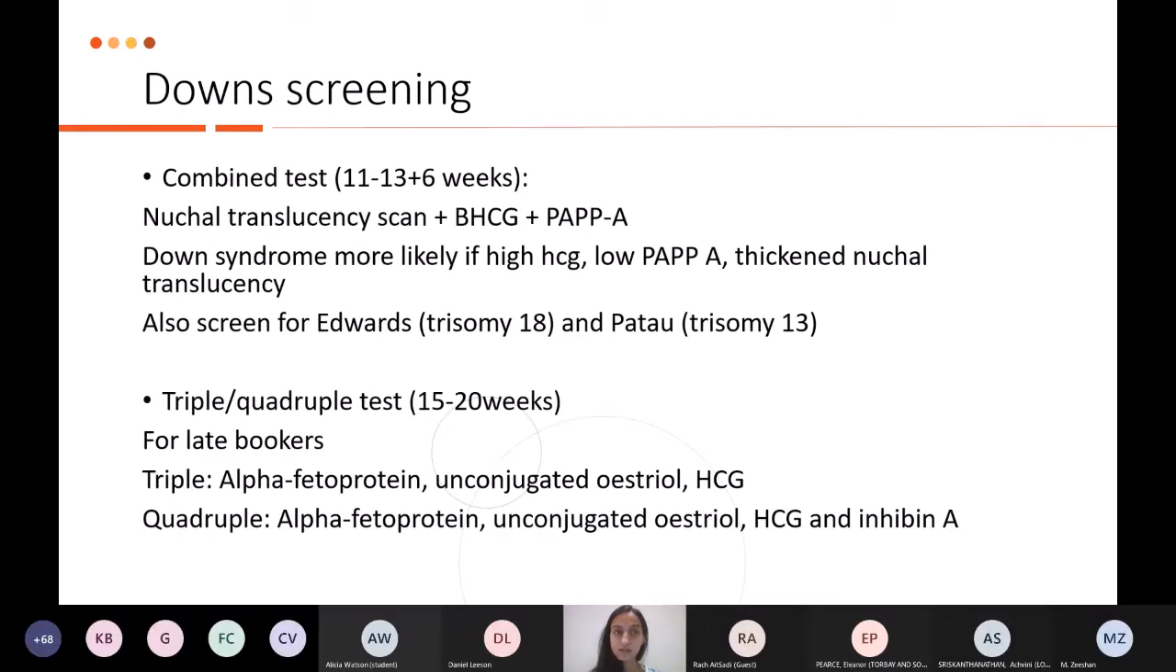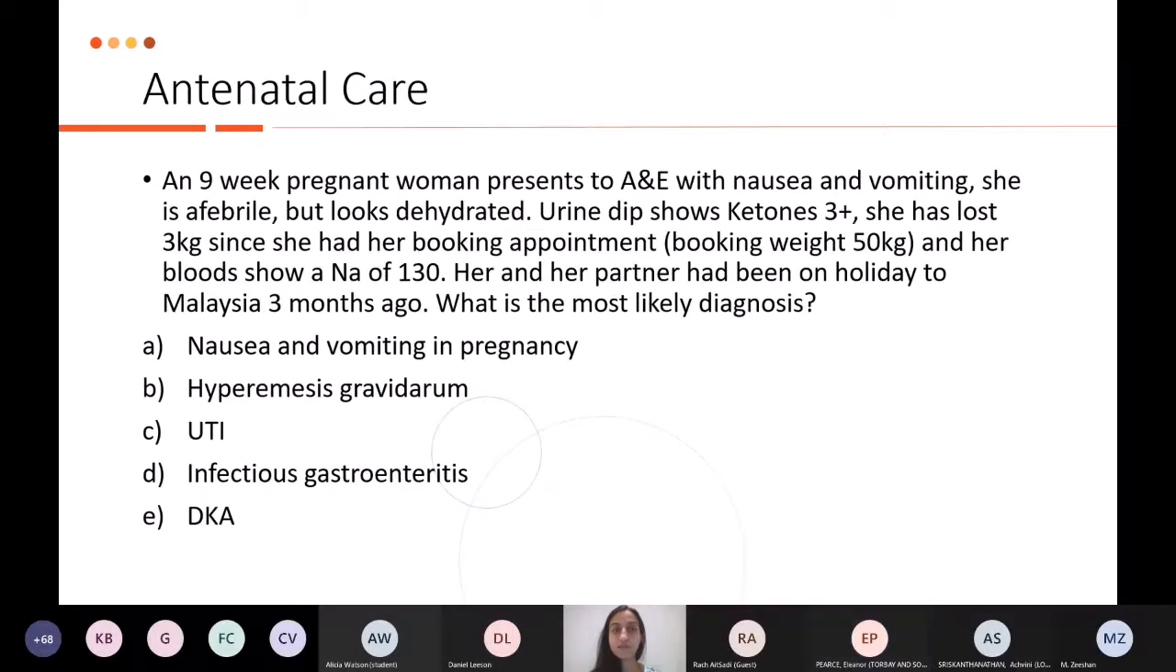In terms of Down's screening and trisomy screening, usually we do the combined test, and that includes the nuchal translucency, which you'll get in your booking scan, beta HCG and PAPP-A. Essentially the risk is more likely if you have a high HCG, a low PAPP-A, or a thicker nuchal translucency. And within that period, we also test for Edwards, which is trisomy 18, and Patau's, which is trisomy 13. If women book late, they might be offered the triple or quadruple test, and those are the blood tests which I put in there. So we'll move on to another question now.